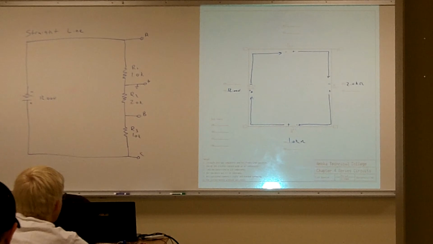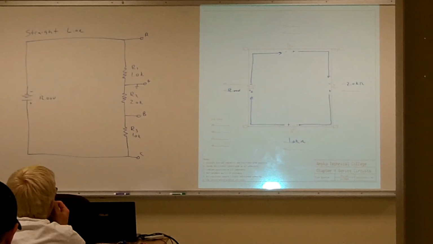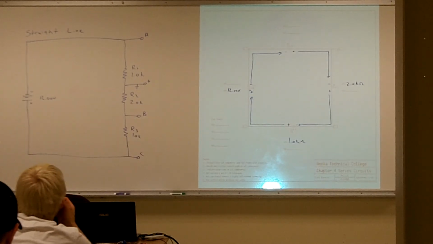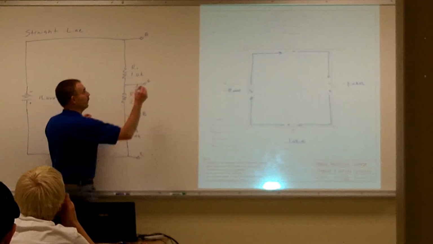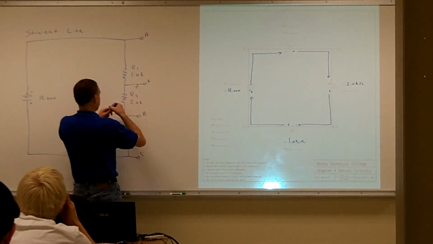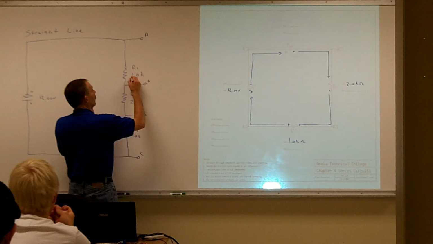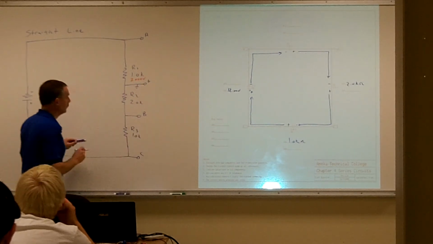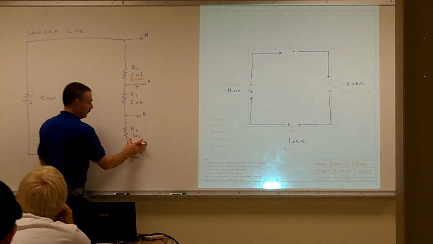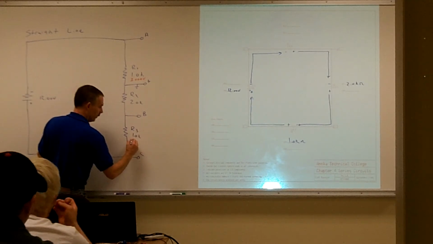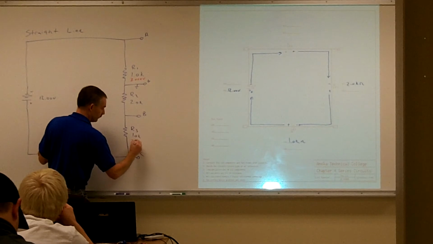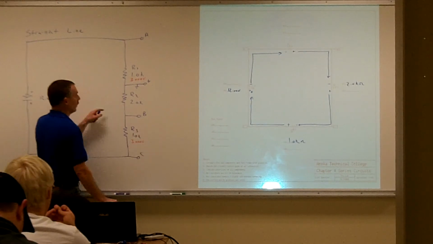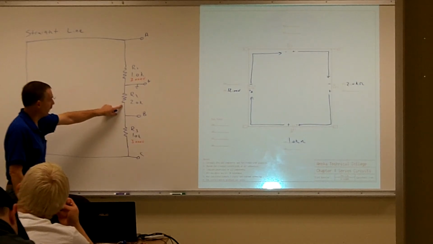So what would be my voltage drop using the voltage divider formula? What would be my voltage drop across R1? 3 volts. So no polarity, just my voltage drop across my R1. So then that would have to make R3 how many volts? 3 volts. So then R2 would have to drop how much?